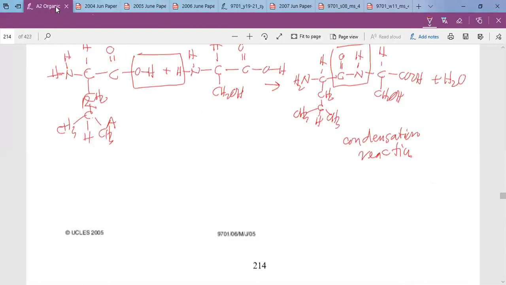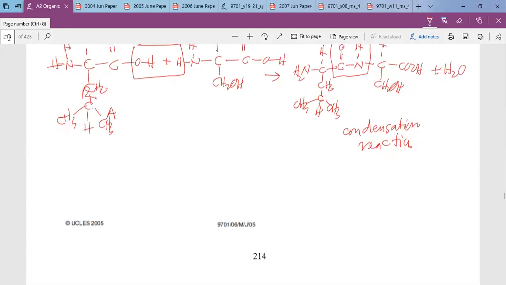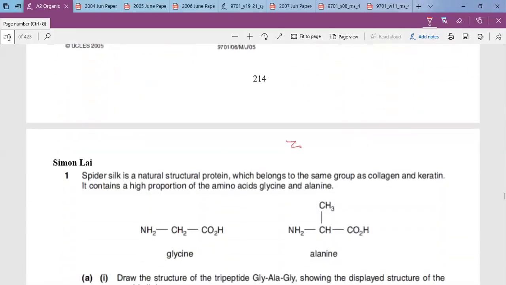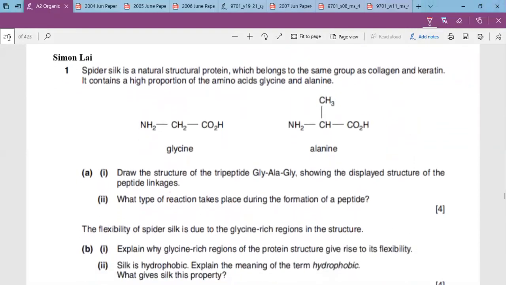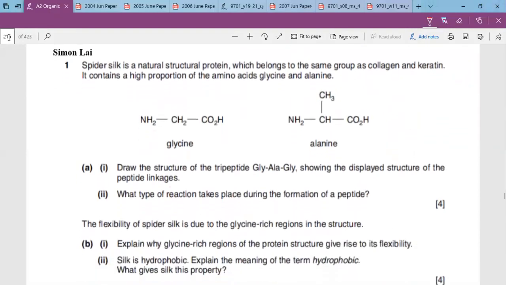This is a dipeptide, because the syllabus says, how about tripeptide? I got one question here for tripeptide. Okay, 215. Okay, the next page. All right. Now here's spider silk.